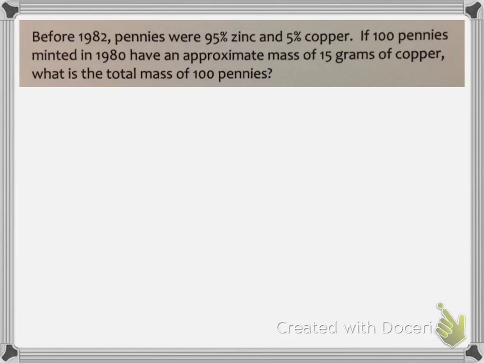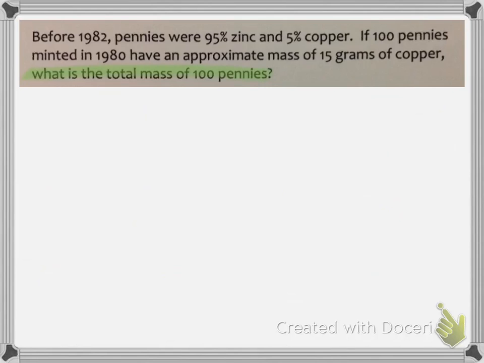Before 1982, pennies were 95% zinc and 5% copper. If 100 pennies minted in 1980 have an approximate mass of 15 grams of copper, what is the total mass of 100 pennies? So we need to go ahead and highlight the question. What is the total mass of 100 pennies? Any other numbers that are important, I'm going to want to circle or underline. If they're not important, we should cross them out so they don't confuse us.